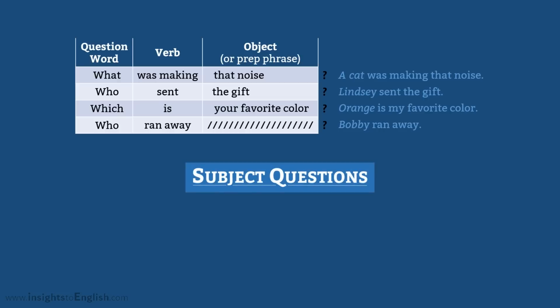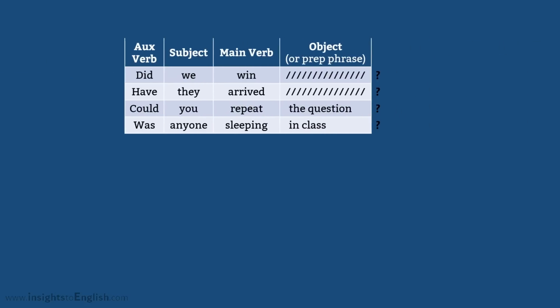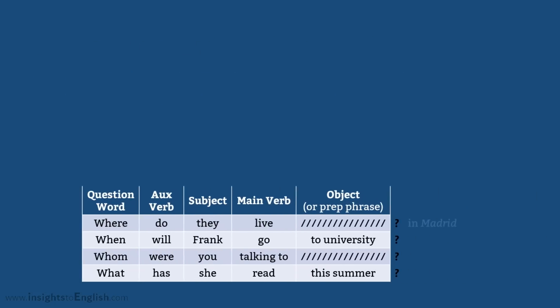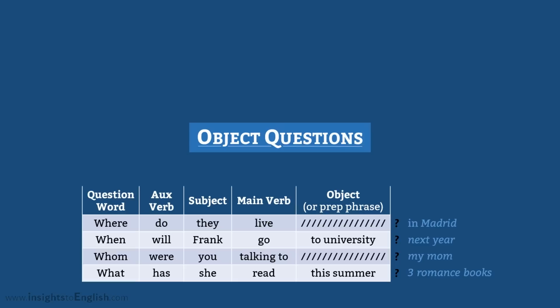Cool. What about this next group? Some answers might be yes, we did. No, not yet. Sure, and no. Okay. This group should be easy. These are yes or no questions. Very good. And the last group? In Madrid. Next year. To my mom. 3 romance books. Okay. Some of these are in prepositional phrases, but the important words are what? Nouns. Objects. Excellent. So these are object questions.